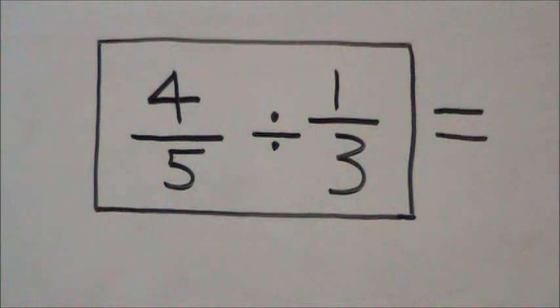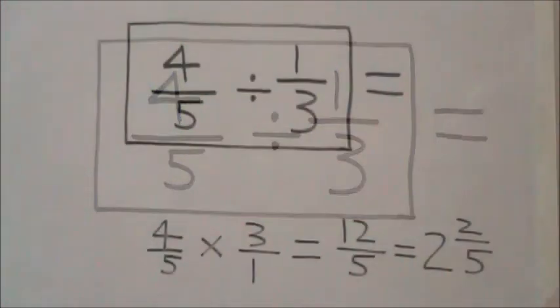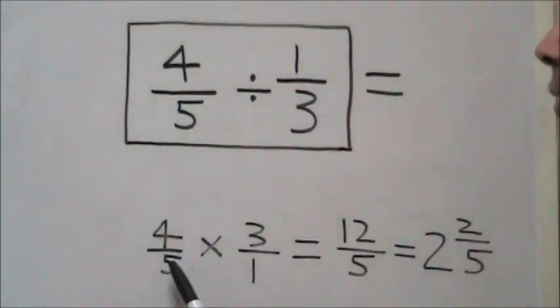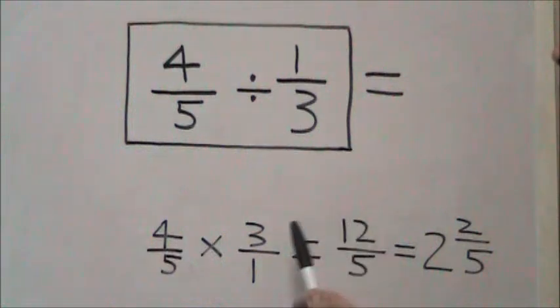When we divide fractions such as 4/5 divided by 1/3, we reverse the operation and multiply. We also flip the second fraction. So we rewrite the problem, 4/5 multiplied by 3 over 1. 4 times 3 gives us 12. 5 times 1 gives us 5.